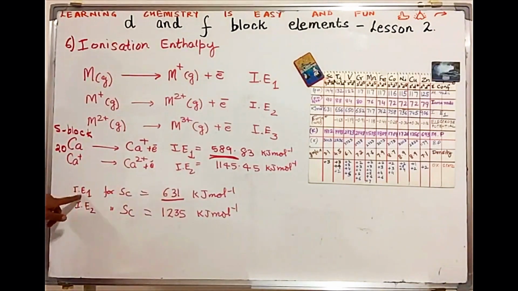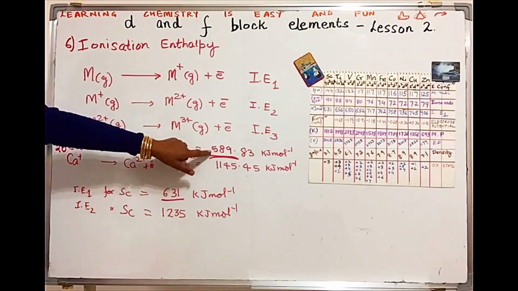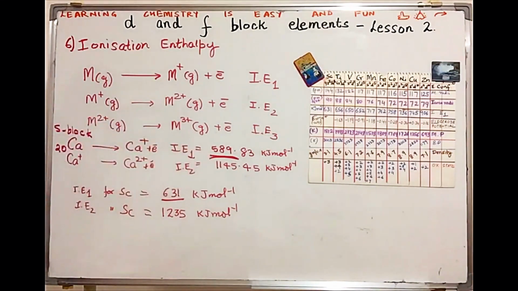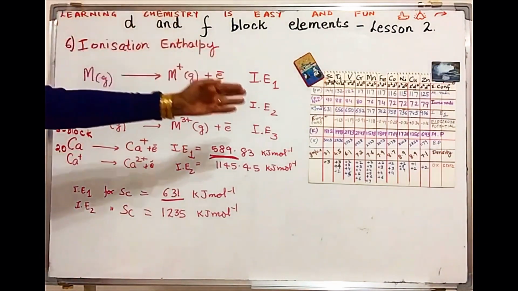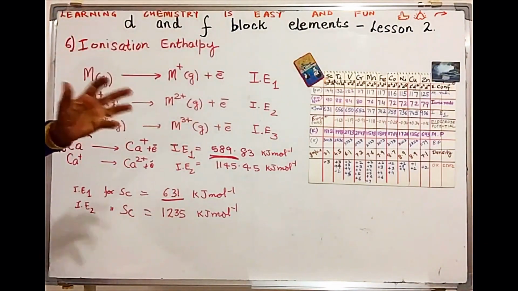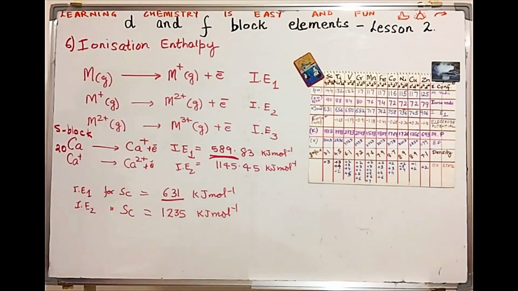Why is the first ionization enthalpy of an element in the d block more than the first ionization enthalpy of an element in the s block? Can you think of a reason? You may like to pause the video, write the electronic configuration and try to give the reason yourself. The reason is entirely based on what we've already discussed related to the atomic radii. There's a hint that I have thrown to you. Try giving the answer and then continue with your video to get the answer.